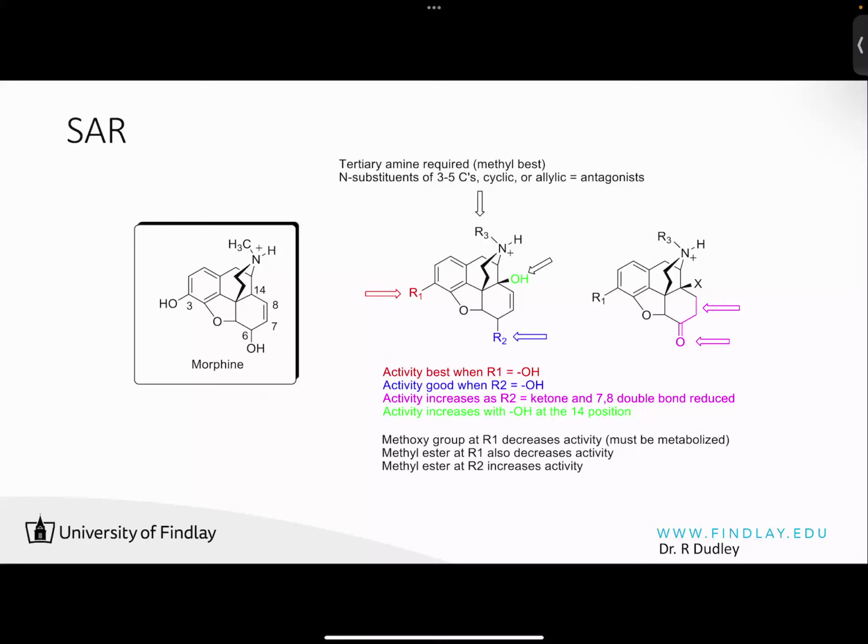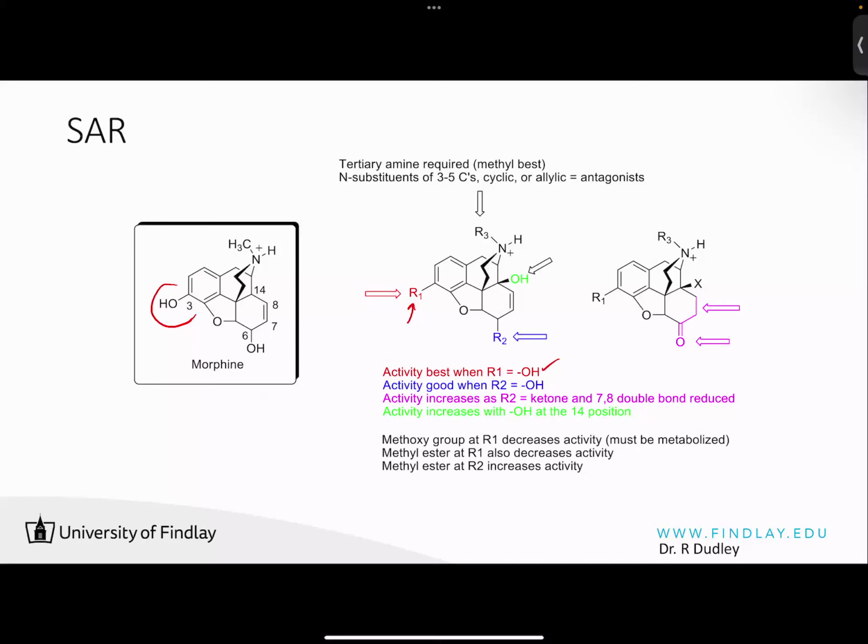Right. And I guess I'll start at the 3 position right quick. At the 3 position in morphine, we have an alcohol, an OH group, and it turns out that from a binding and intrinsic activity perspective, you're going to do best with an alcohol at the 3 position. So your R1 group here is best when it's an alcohol.